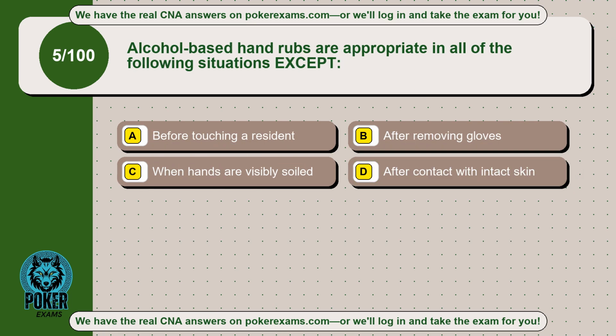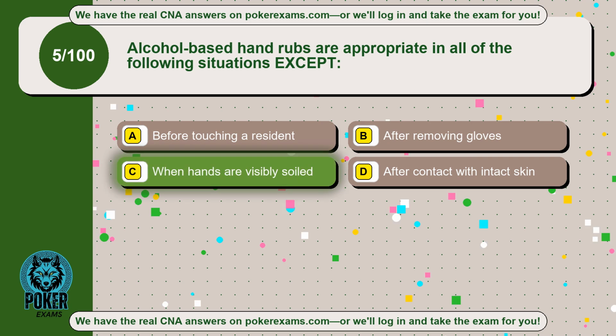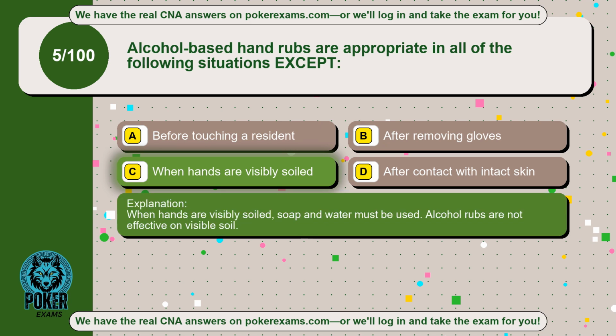Question 5. Alcohol-based hand rubs are appropriate in all of the following situations except: Option A, before touching a resident. Option B, after removing gloves. Option C, when hands are visibly soiled. Option D, after contact with intact skin. The correct answer is option C, when hands are visibly soiled. When hands are visibly soiled, soap and water must be used. Alcohol rubs are not effective on visible soil.